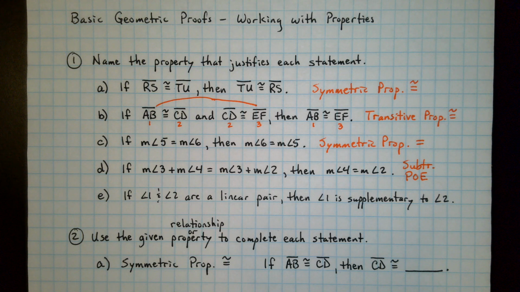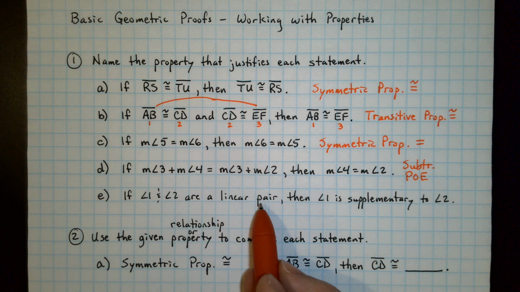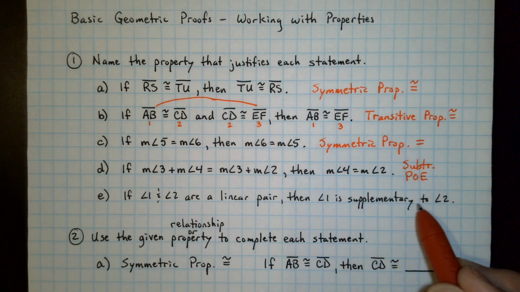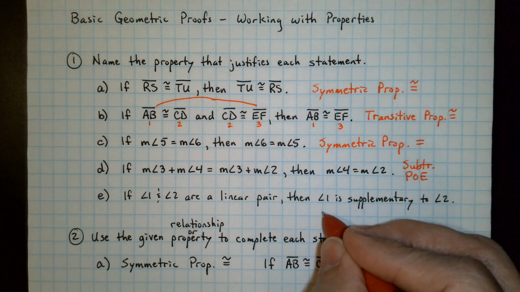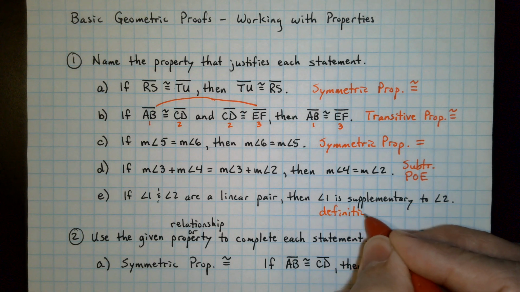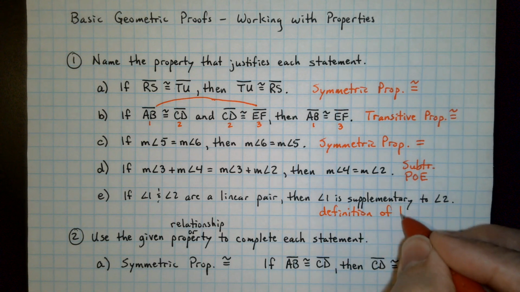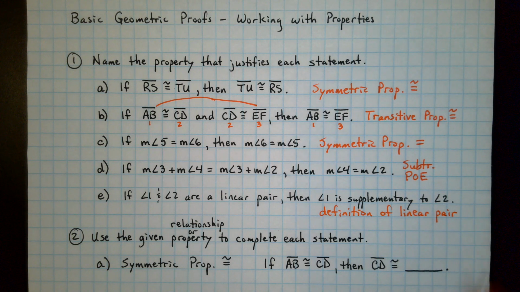Part E, we have the use now of a definition. If angle 1 and angle 2 are a linear pair, then angle 1 is supplementary to angle 2. And the reason we can say that is that's part of the definition of a linear pair. And you might abbreviate that in various ways, but I wrote it all out there. But I may abbreviate it when I get further down or in some other examples.